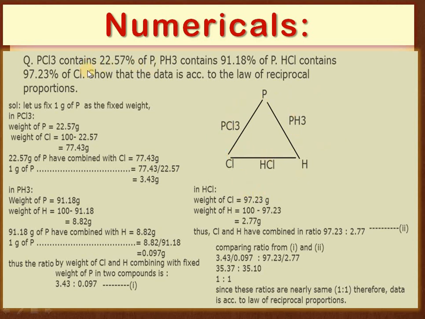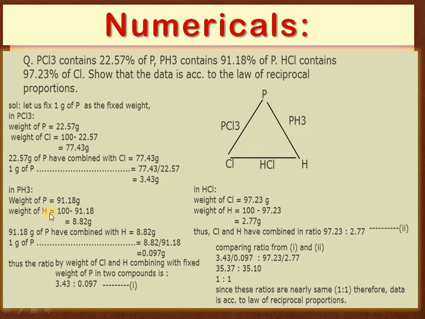As we know, we have phosphorus in two compounds, PCl3 and PH3. So we will fix 1 gram of phosphorus as a fixed weight. Therefore in PCl3 the weight of phosphorus is 22.57 gram and the weight of chlorine will be 100 minus 22.57, as we know that everything is always 100%. So we will replace percentage with gram. So we get the weight of chlorine as 77.43 grams. So if 22.57 gram of phosphorus is combined with 77.43 gram of chlorine, then 1 gram of phosphorus is combined with 77.43 divided by 22.57. So it will be 3.43 grams.